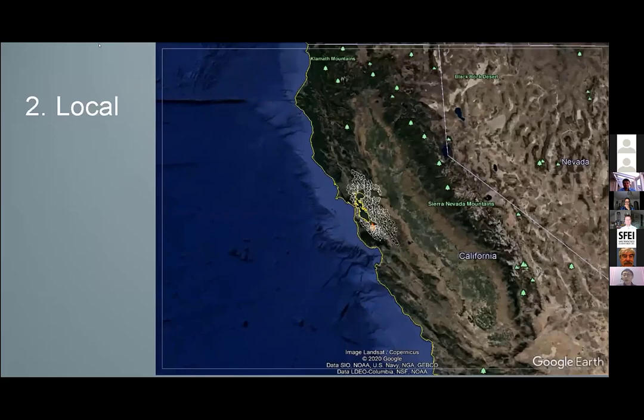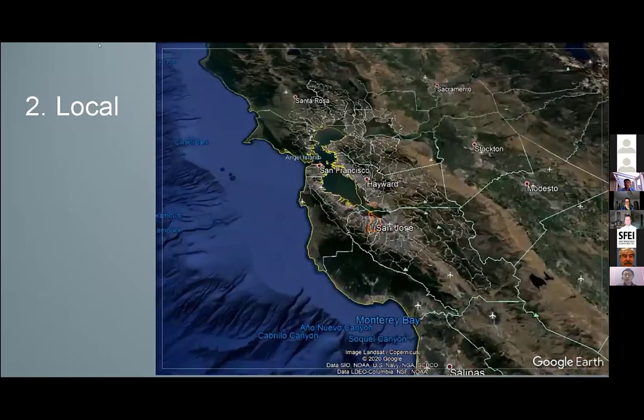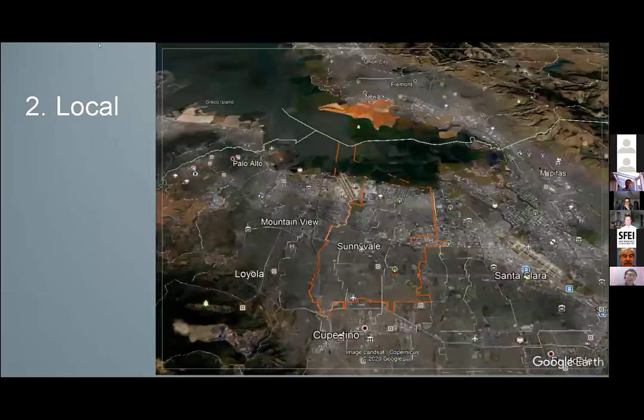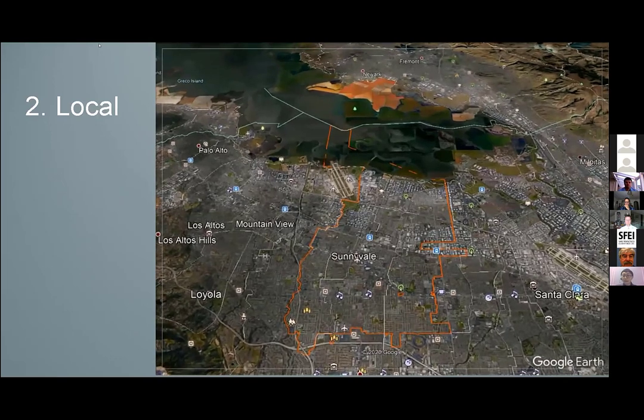Now let's switch gears to a smaller scale. And by the way, this is how I travel this year, very convenient.